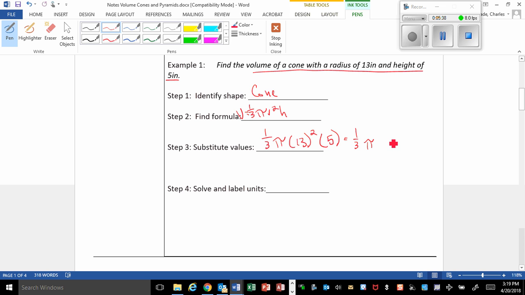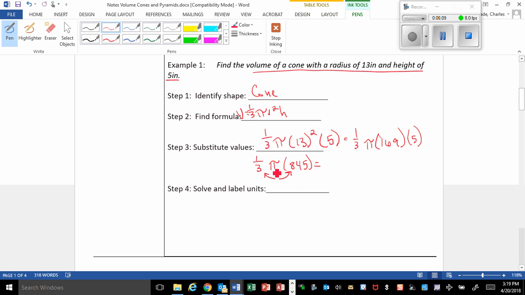Let's say pi for dessert. Let's go 13 squared, which is 169, times 5. Okay, let's do 169 times 5. Remember, it's all multiplication, so it doesn't really matter what order. I like to say pi for dessert. All right, times 845. Now I'm going to multiply these two next.